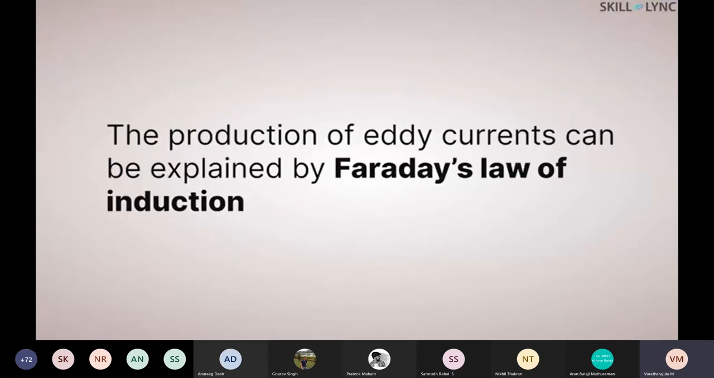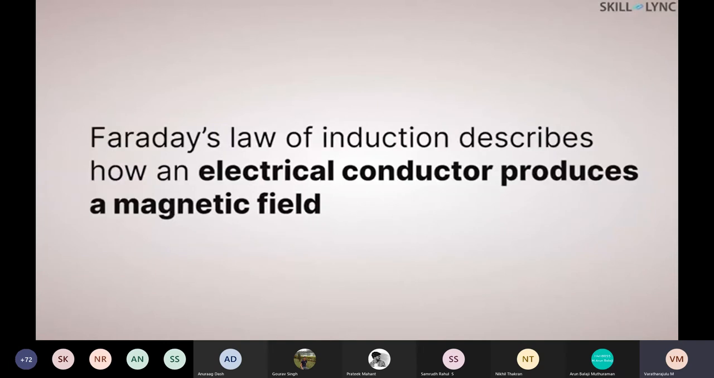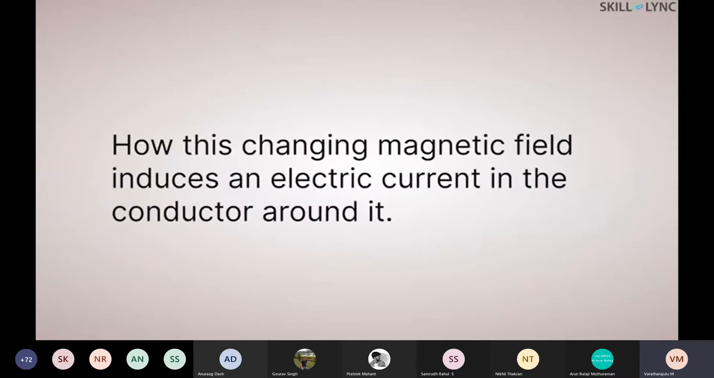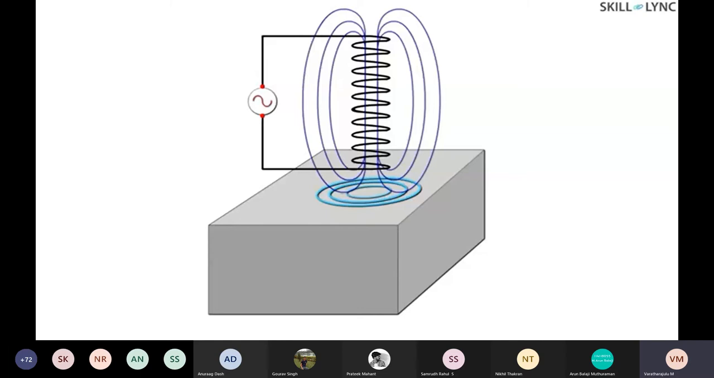The production of eddy currents can be explained by Faraday's law of induction. Faraday's law of induction describes how an electrical conductor produces a magnetic field and how this changing magnetic field induces an electric current in the conductor around it. The metal now has developed eddy currents.